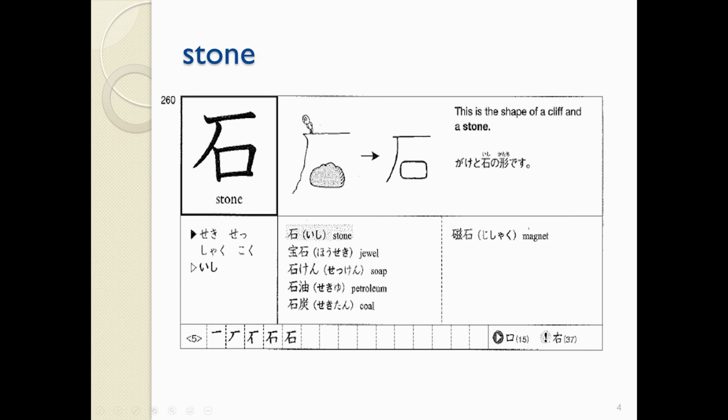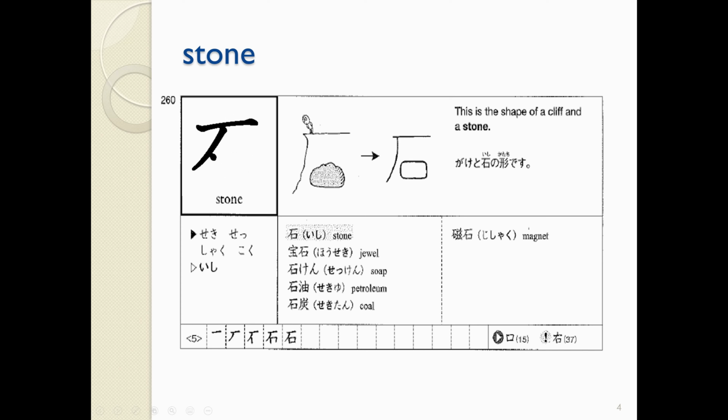Our next kanji is ishi. It means a stone. We are going to use this kanji mostly because it is a part of another kanji we will study, but it is also useful to know because it appears in a lot of Japanese names or place names.